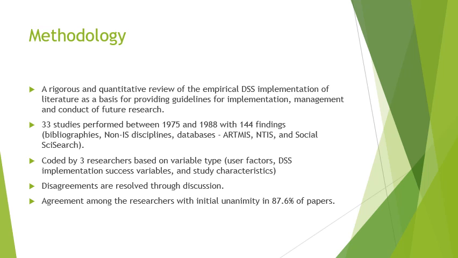And these are coded by three researchers based on variable types, which are user factors, DSS implementation success variables, and study characteristics. So the disagreements among the three researchers are resolved through discussion, and these three researchers have coded a total of 144 findings from these 33 studies, and there's an agreement of 87.6% of the papers as unanimous, which is a very good number.